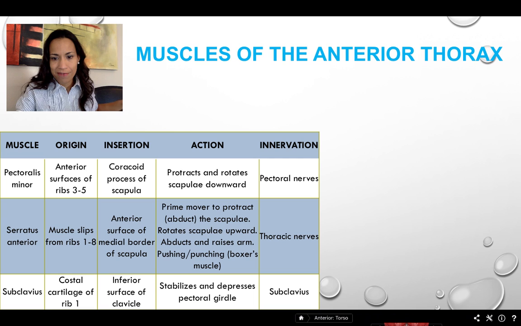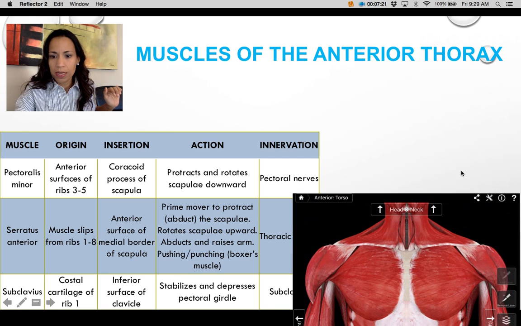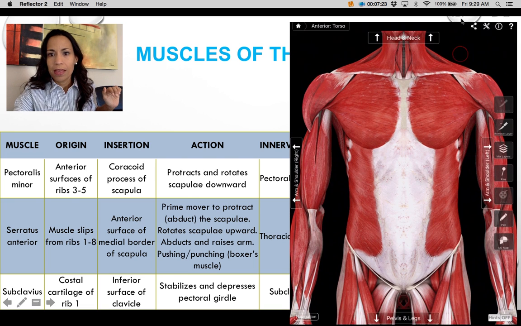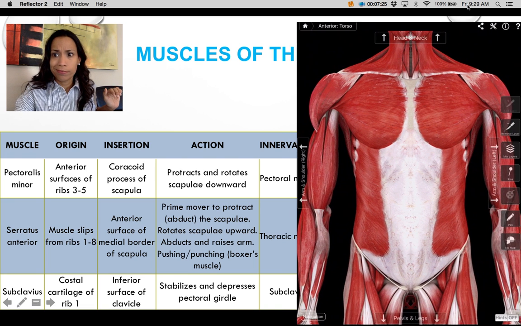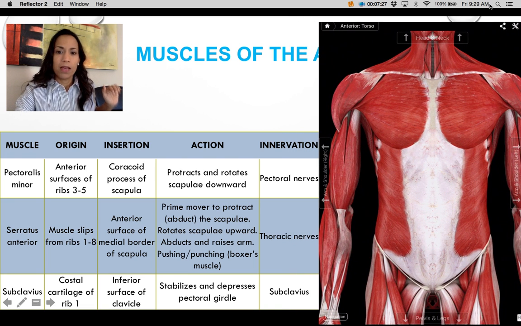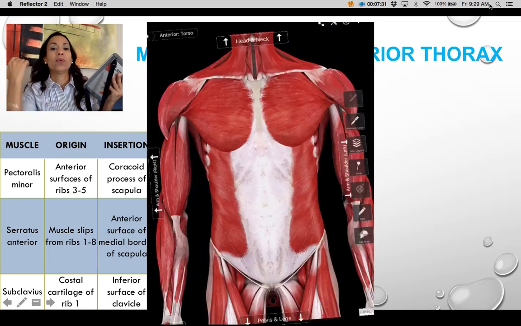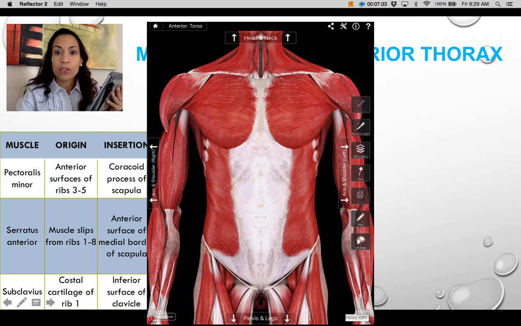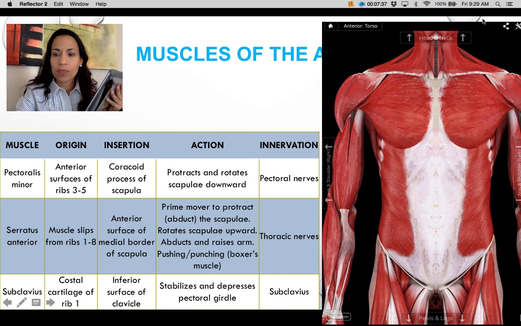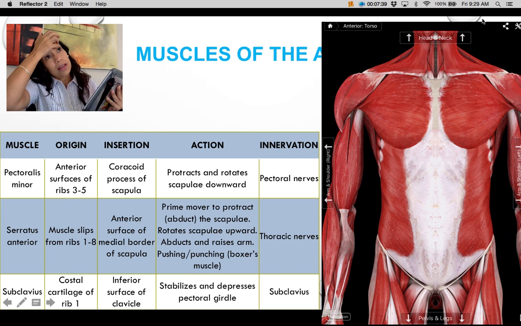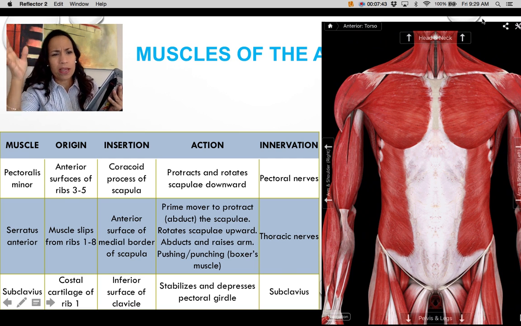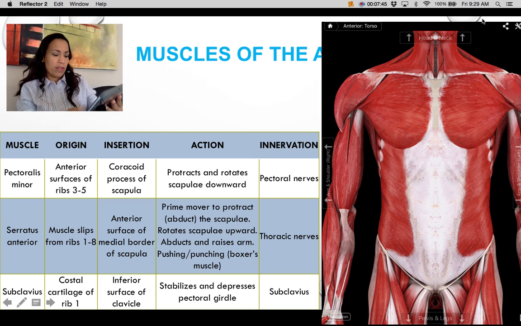Look who I brought here. Come on, guy. Let me put it here maybe. Okay, so we can see the muscle table, the one that I want you to complete, and this cool app. Muscular System Pro 3, I think is the name of the app.